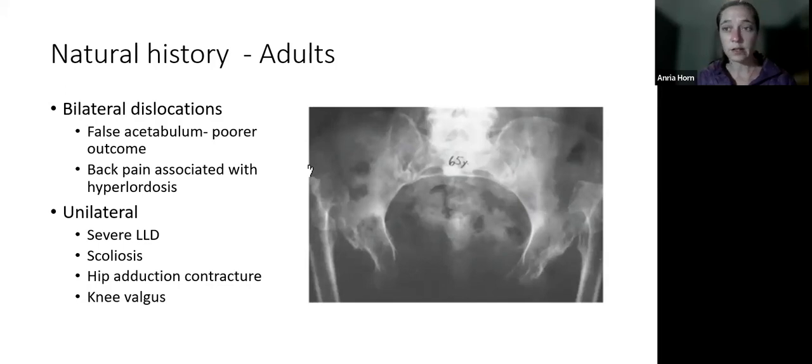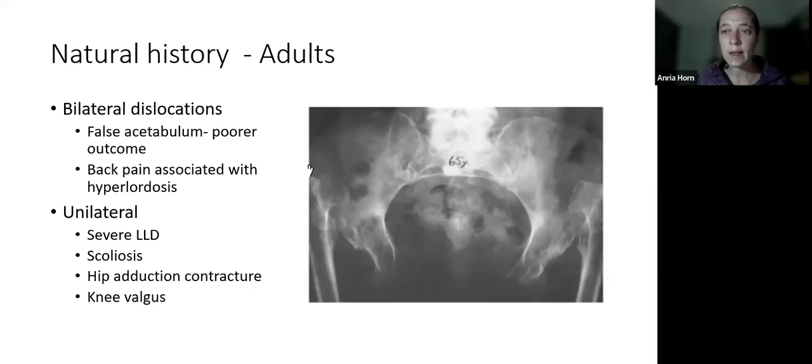They develop scoliosis, initially postural, though obviously it can become structural, hip adduction contractures, and knee valgus, and that's not a good situation. So the pervasive wisdom is that you would treat a unilateral DDH until the age of 8, after which you're more likely to do harm than good, and a bilateral until the age of 6, after which you're more likely to do harm than good.